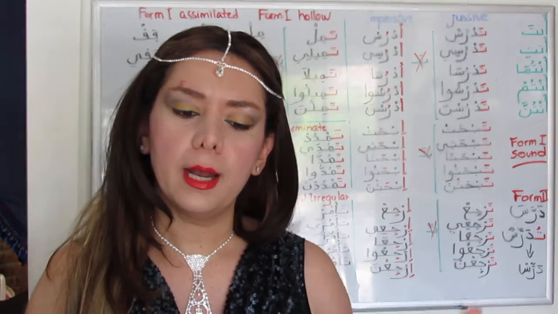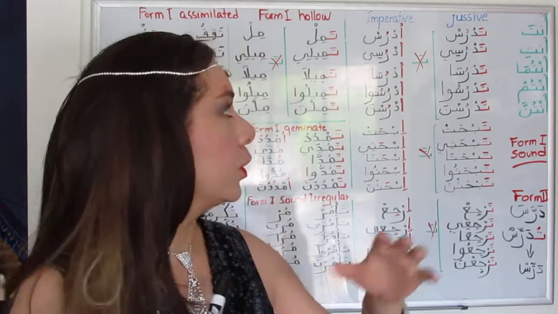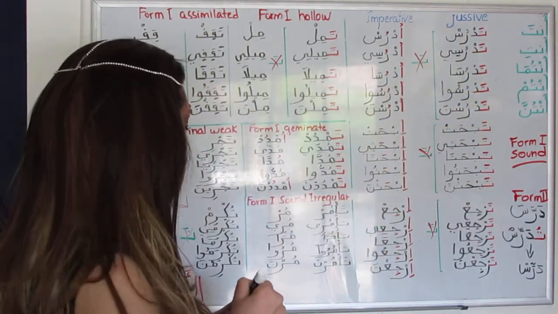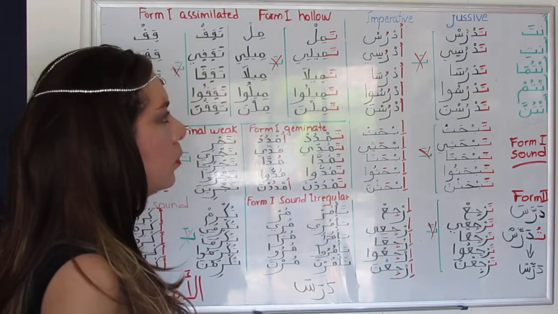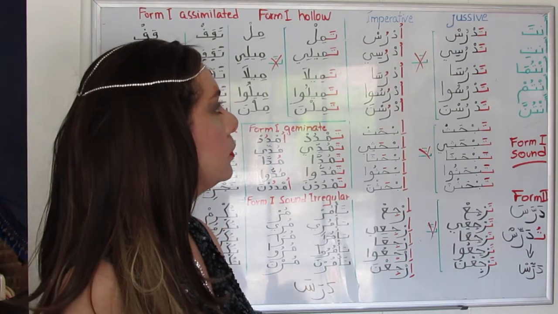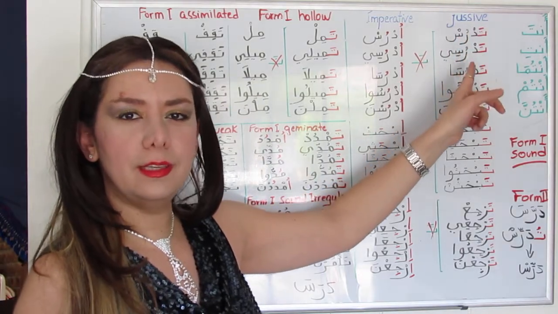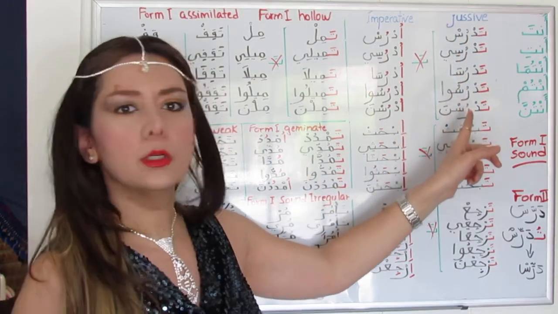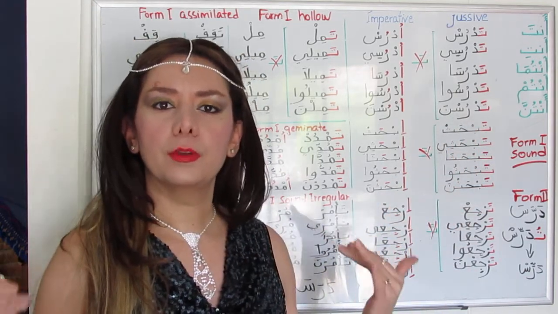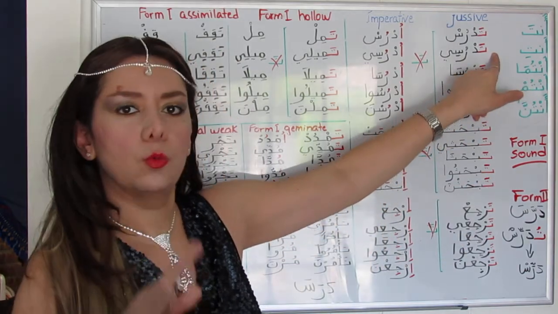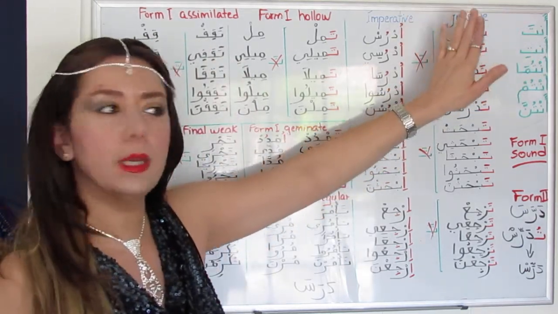Form 1 verbs derive their command forms from the jussive. With the verb darasa, to study, it's a form 1 sound verb. So in the jussive we would have anta tadrus, tadrusi, tadrusa, tadrusu, tadrusna. To form the command, we will get rid of the prefix ta. The ta will be dropped and whatever is left will be a command.